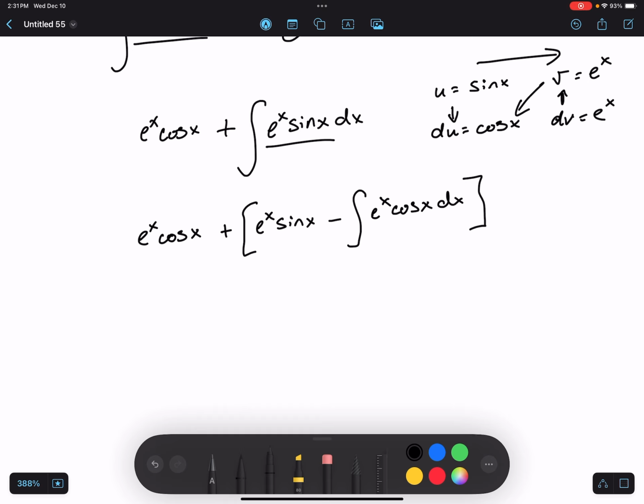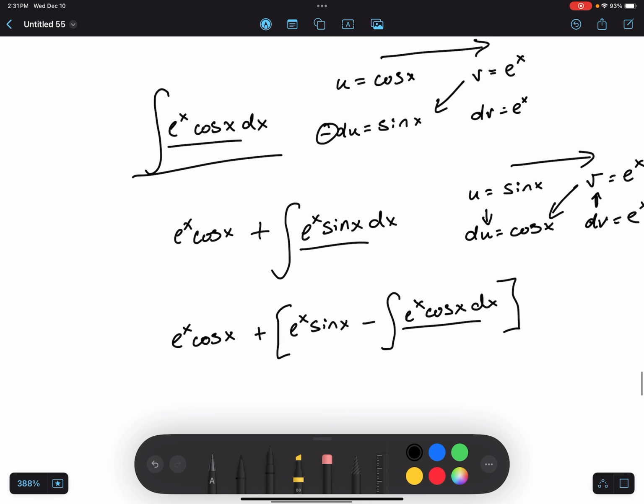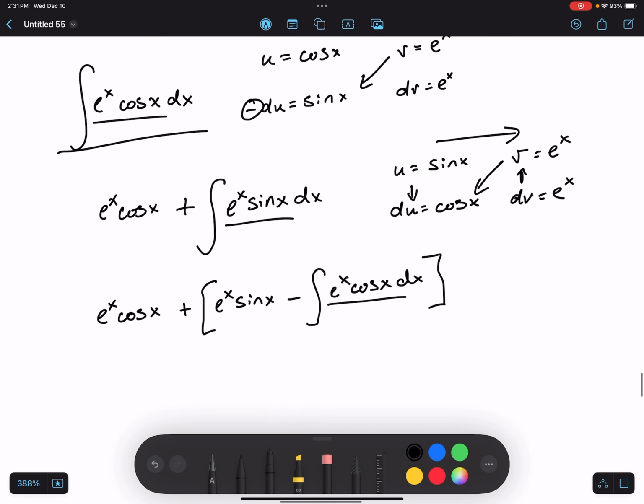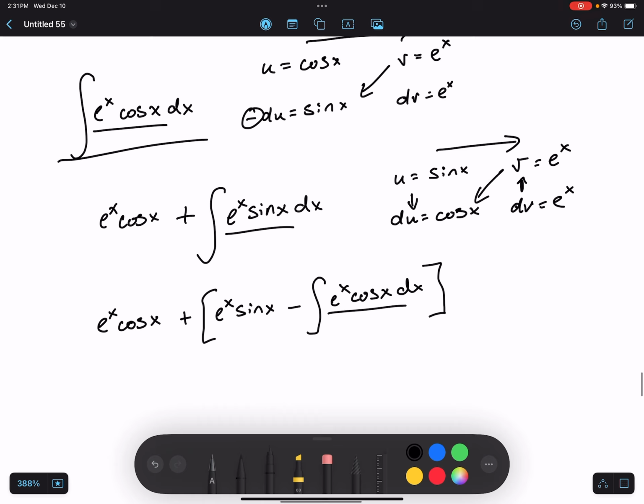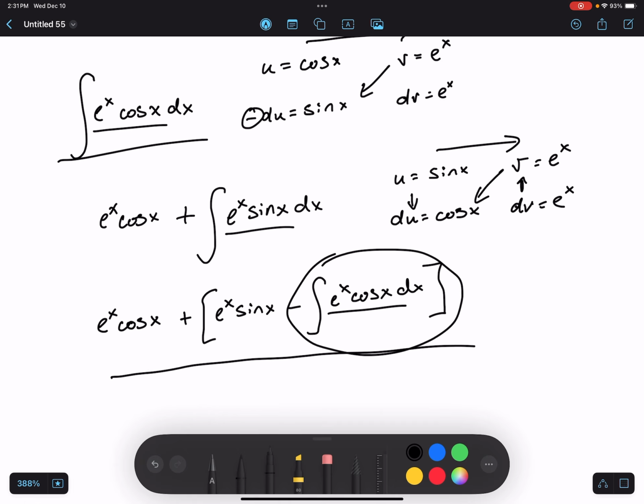And you'll notice that we've got e to the x cosine x here, which is also what we started with, so it's almost as if we're going in an integration by parts loop. But what's important is that if you can recognize that we've had this already, that means we can easily solve this, because all of this equals your initial integral.